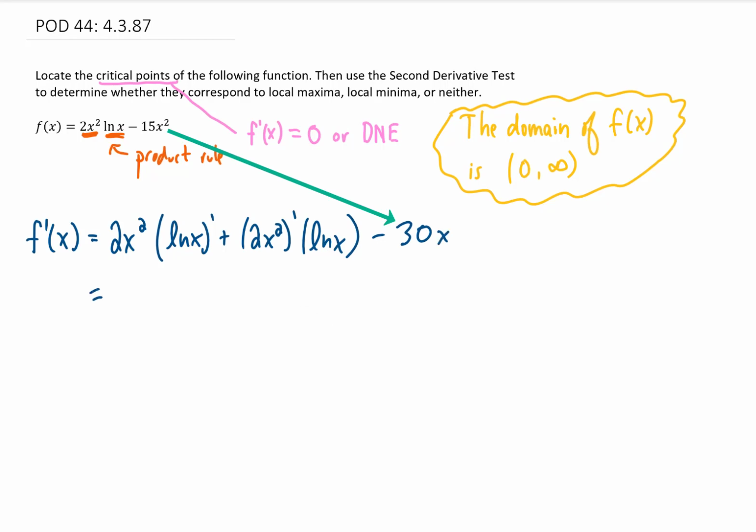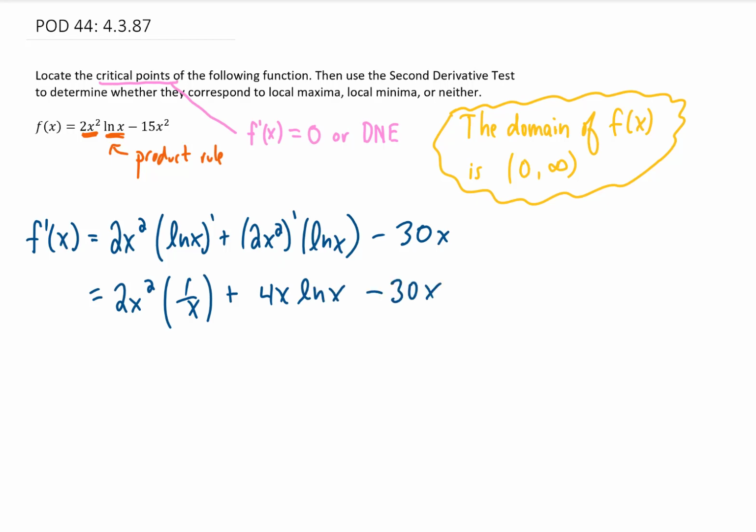All right, let's keep going with this derivative. The derivative of the natural log of x is 1 over x. The derivative of 2x squared is 4x by the power rule. Now we can cancel this x in the denominator with one of our x's in the numerator. That would leave us with a 2x term here. And we have a 2x minus a 30x. Those terms can be combined.